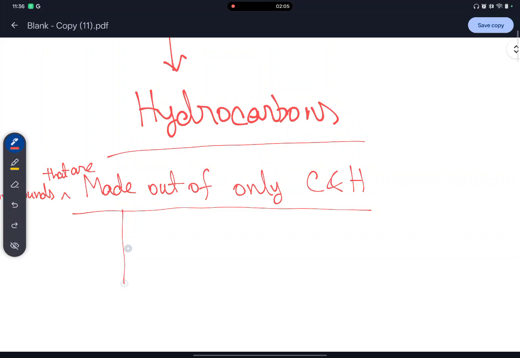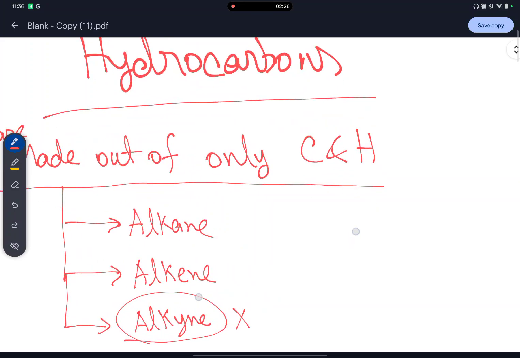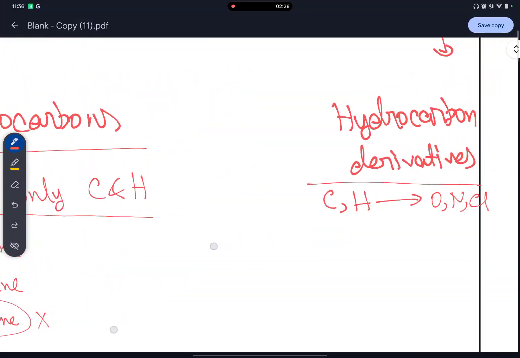Now, there are three types of hydrocarbon, in the O-level syllabus specifically, not for other syllabuses. First one will be alkane, second one will be alkene, and third one will be alkyne. Please remember one thing, alkyne is actually not part of the O-level syllabus, but alkane and alkene are.